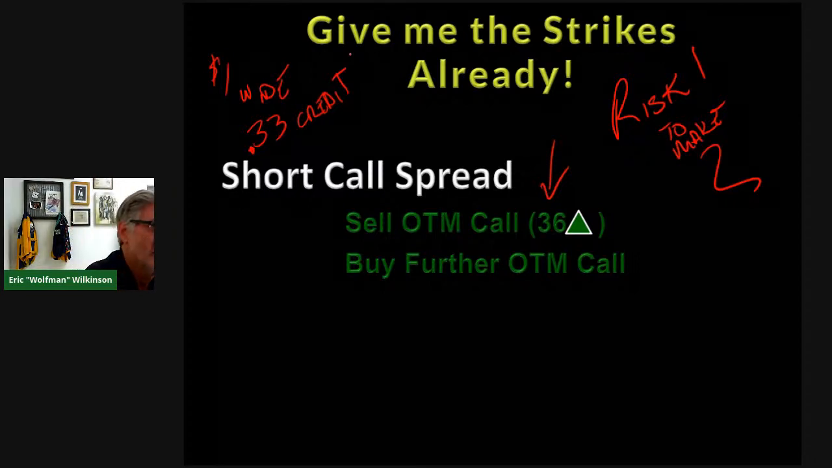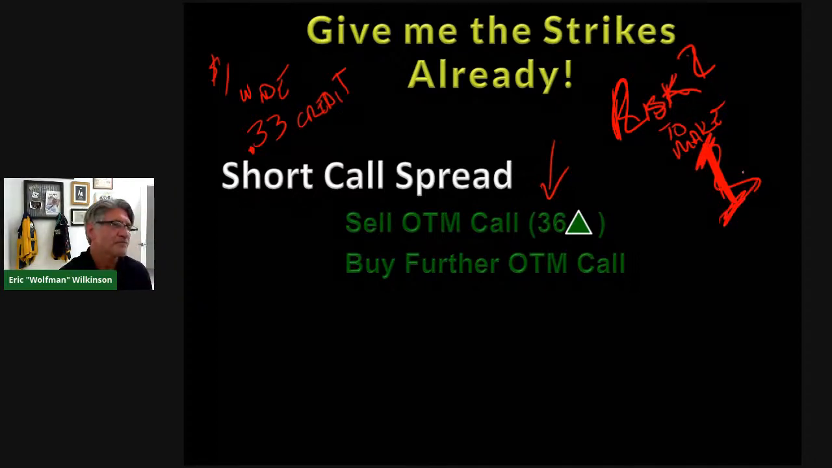I just said that backwards. We're trying to risk 2 to make 1. Risk 2 to make 1. Sorry, folks. I don't know why I said that backwards. Got my head backwards. So we're trying to make 33 cents, and we're risking 66 cents.